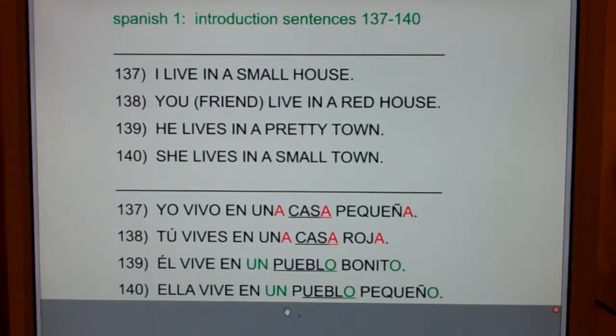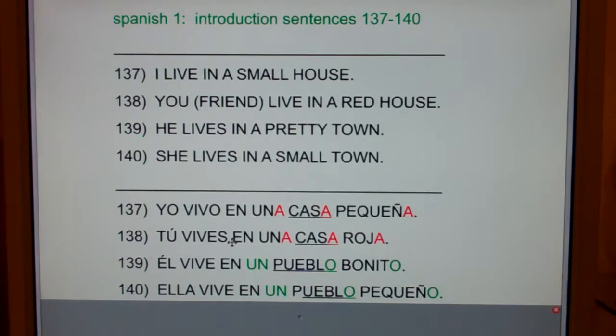Now, the verb that I'm stressing here is the verb vivir, which is to live. V-I-V-I-R. There's a neat clip on that. If you just want to type in vivir or to live, you'll see the endings are O, E-S, E, I-M-O-S, and E-N. Okay? Now, some of you are thinking, wow, that sounds a lot like ER verbs.